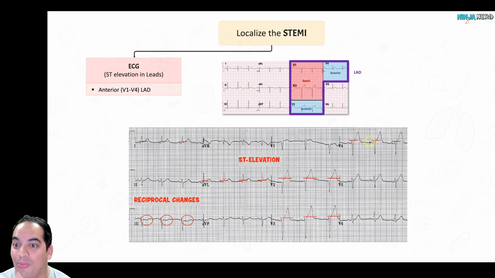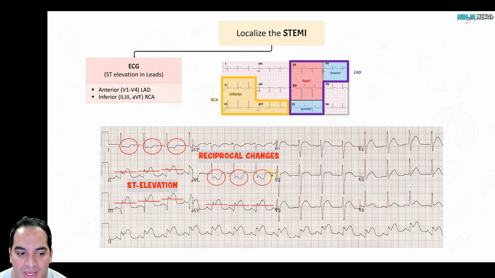else suggests STEMI more than things like pericarditis, benign early repol, hyperkalemia? It's reciprocal changes. Especially these reciprocal changes can occur in 2, 3, AVF. So if I have reciprocal changes plus ST elevation in V2, V3, V4, this is super suggestive of an anterior MI. If I look here, in 2 I see ST elevation, 3, ST elevation, AVF, ST elevation, and reciprocal changes in 1 and AVL. And look at the configuration of this thing. It's convex, right? This is an inferior MI.